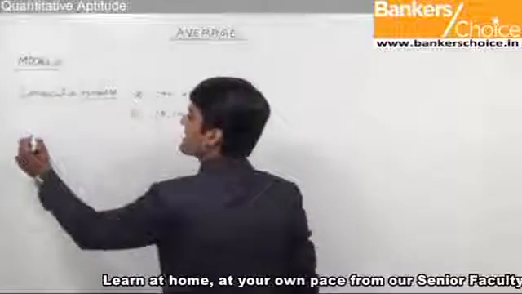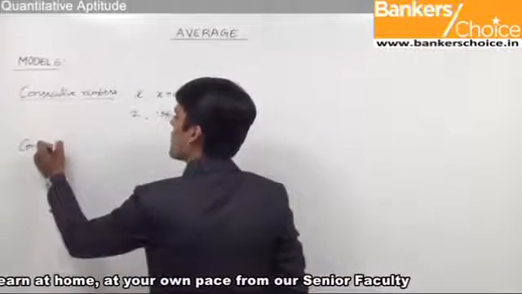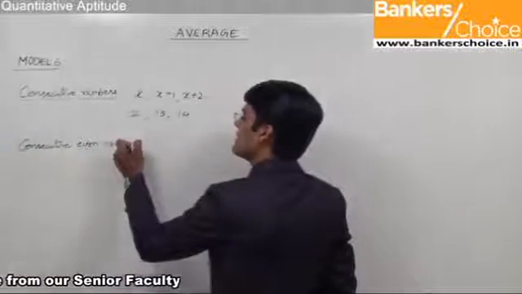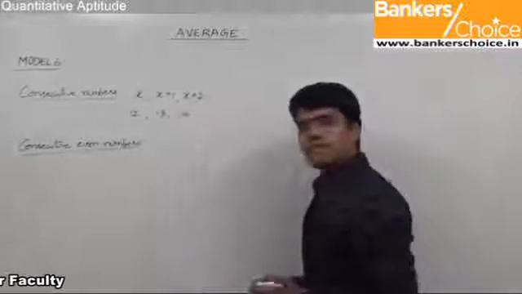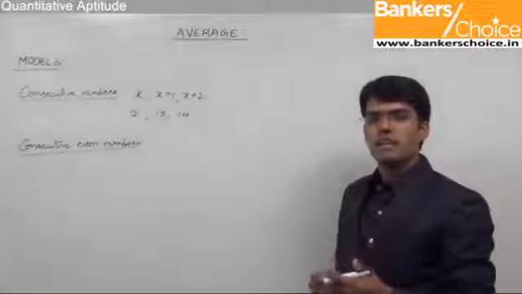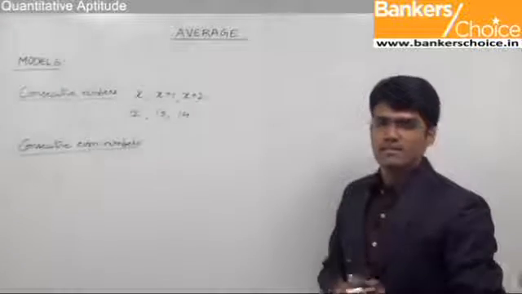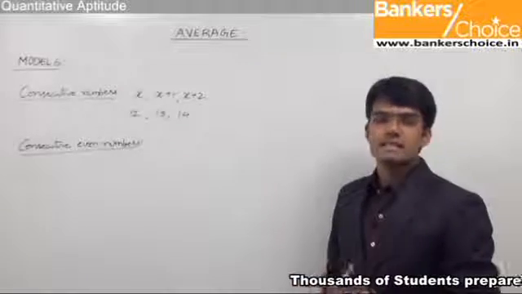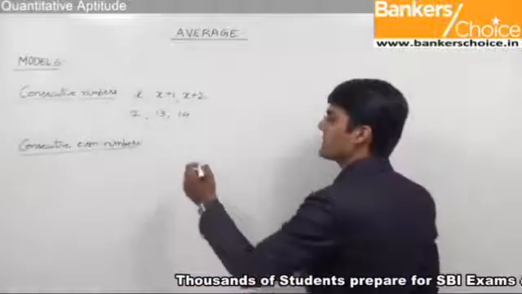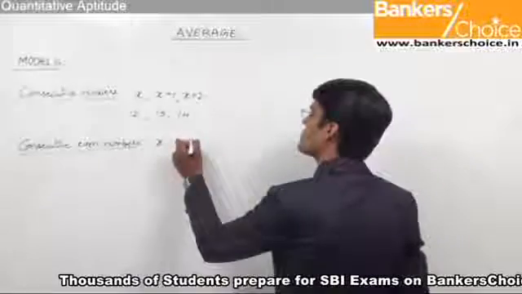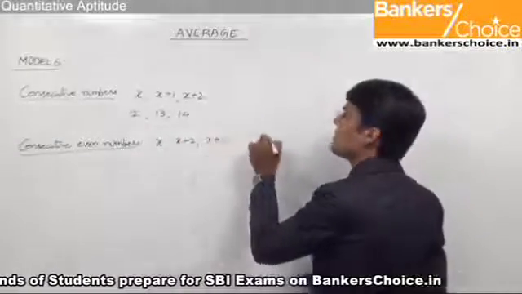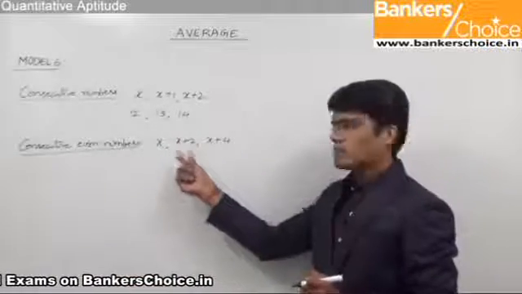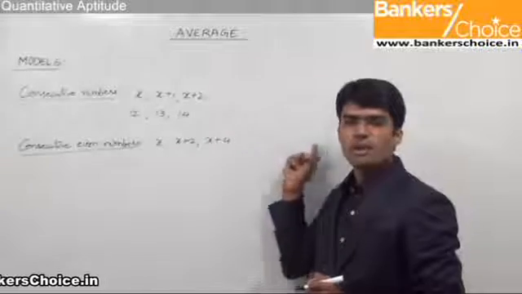Similarly, we have something called consecutive even numbers. Let us understand what it means by consecutive even numbers. Consecutive even numbers are nothing but the numbers which are even and come one after the other in succession. For example, 2, 4, 6, 8 and so on are consecutive even numbers. And these numbers can be represented as x, x plus 2, x plus 4 and so on. That is, if the first even number is x, then the next one will be x plus 2. The third one will be x plus 4 and so on.